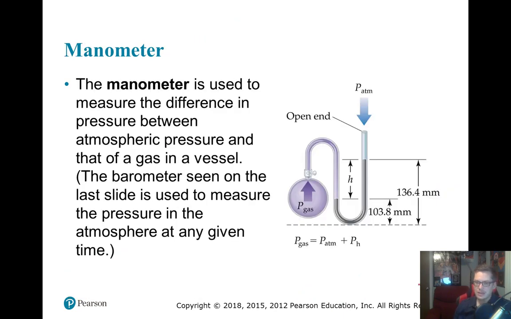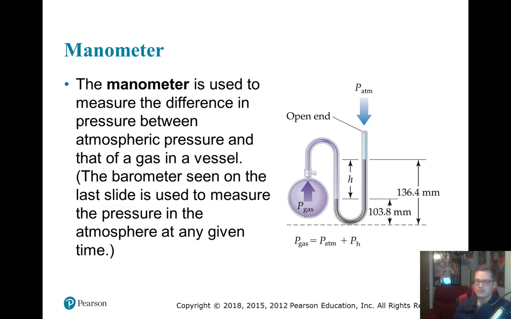This guy here is called a manometer. It's used to measure the difference in pressure between atmospheric pressure and that of a gas in a vessel. You put gas in a vessel like this, and then you attach it to a U-tube and fill it halfway with mercury. You could really use any non-compressible fluid, so any liquid would work fine, but a lot of times we use mercury because we have millimeters of mercury. Depending on the density of whatever fluid you're using, you have to do some conversion. So mercury is most often used.